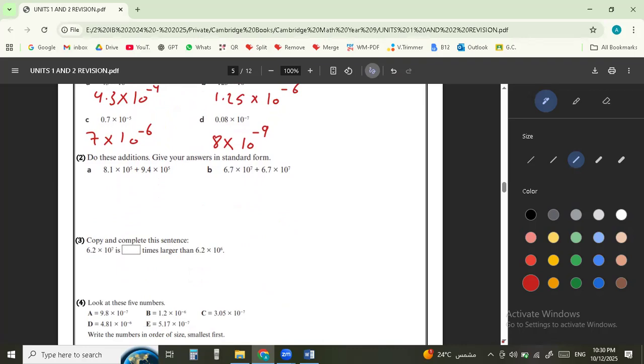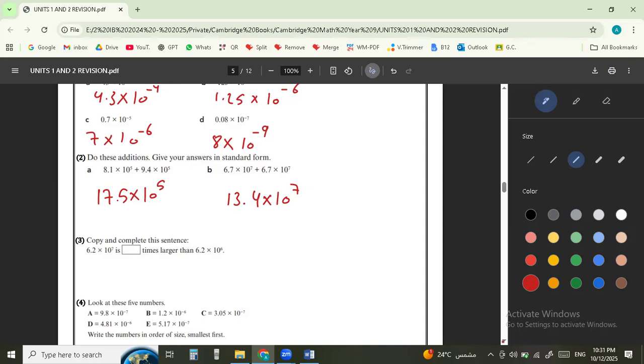In adding standard forms, I do what? I keep the 10 and the power of 10 as it is. So it is times 10 to the power of 5. So what do I do next? 9.4 plus 8.1 is going to be 17.5. Here, you're multiplying by 10 to the power of 7. 6.7 plus 6.7 is 13.4 times 10 to the power of 7.